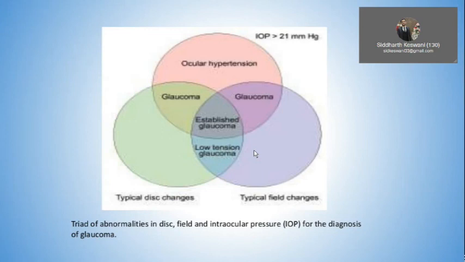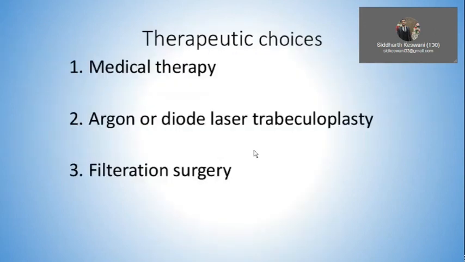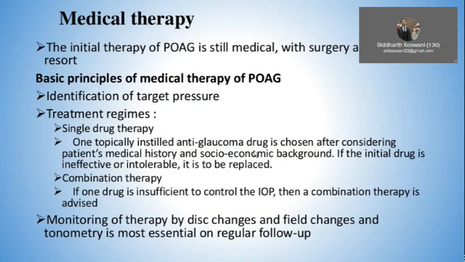Okay, so the management part. We have the medical treatment and the surgical treatment. In the surgical part, we have laser trabeculoplasty and filtration surgery. The initial therapy of primary open angle glaucoma is still medical. When it is not controlled medically, then we go for the surgical part.